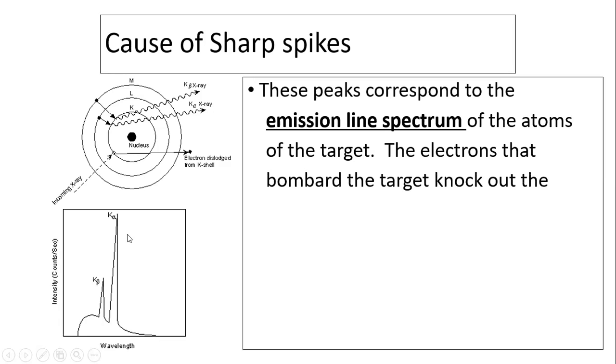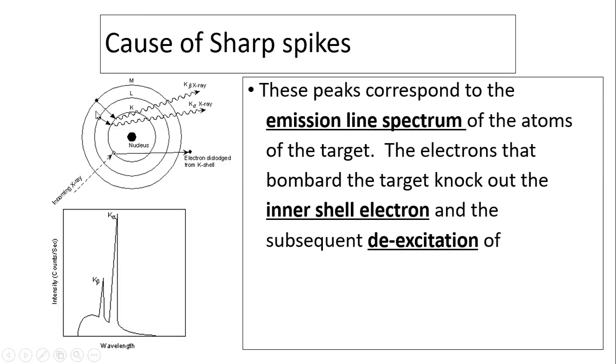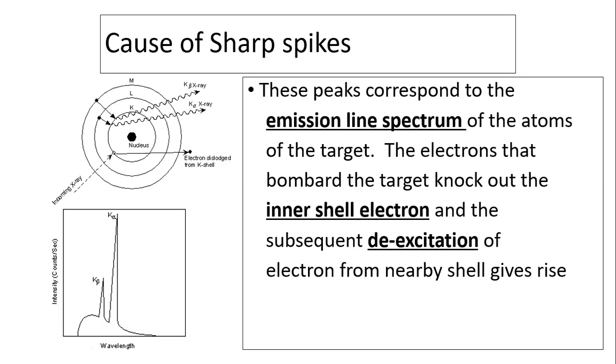The electrons that bombard the target knock out the inner shell electron. Then an electron from an outer shell must come down and replace it. So that's where the X-ray is produced. The subsequent de-excitation of the electron from the nearby shell gives rise to the line spectrum. This is a poor drawing, just to give you some idea. That's your alpha, that's your beta.